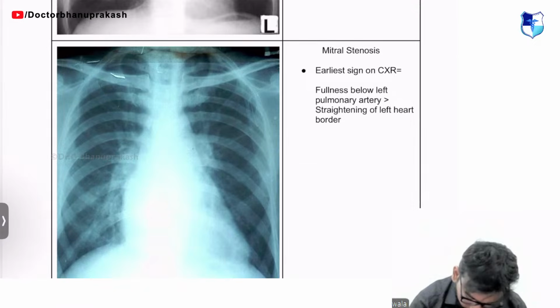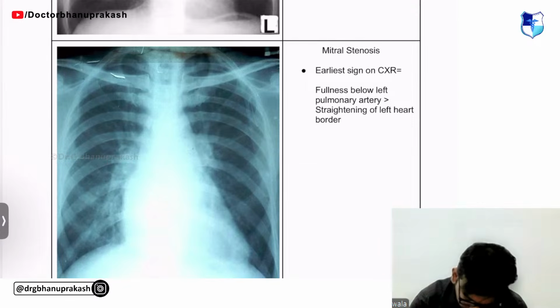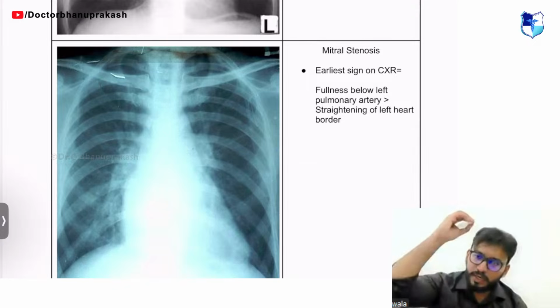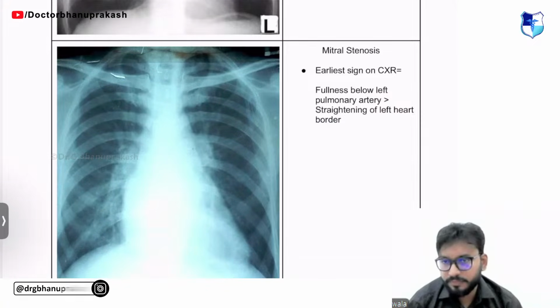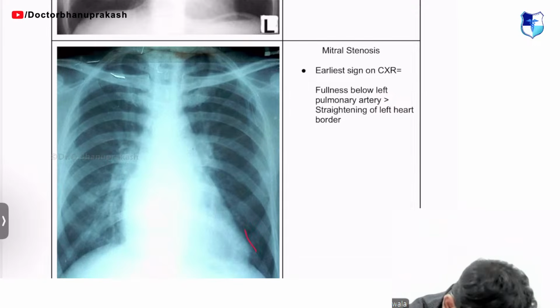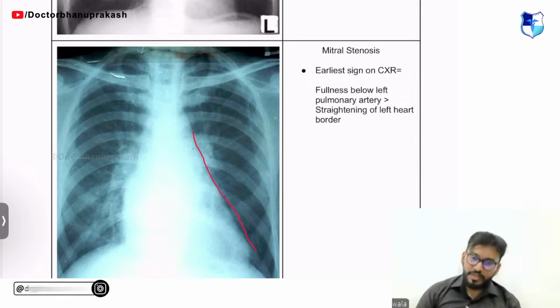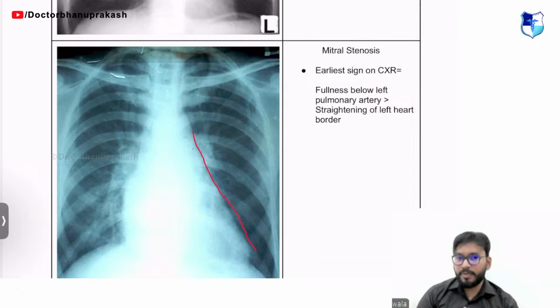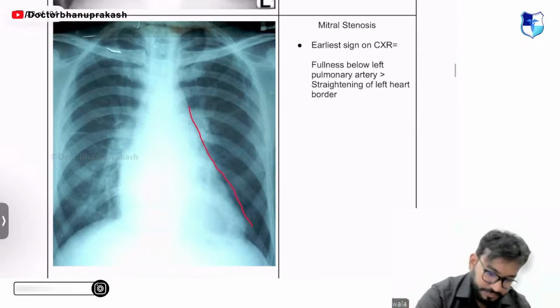Come on, quickly, guys. Left heart border. What is it made up of? Come on. Yes. Top to bottom. Aortic knuckle, left pulmonary artery, left atrial appendage, and the left ventricle. Okay, so this becomes straight, and this is known as the straightening of the left heart border. If this is the only one in the option, then you mark that as the earliest sign. But if it says fullness below left pulmonary artery, that is usually the first sign.